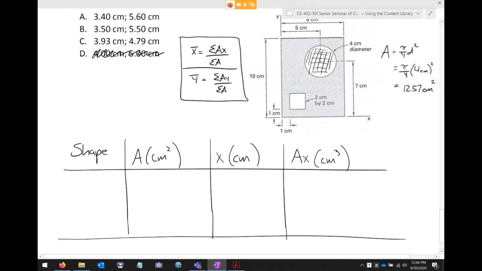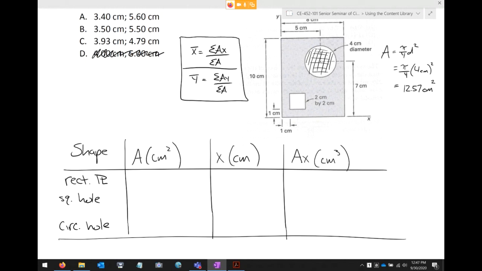So there's 3 shapes. I propose that we'll do just the rectangular plate. Let's do the square hole. And let's do the circular hole. All right. And so what are the areas of each of these shapes?